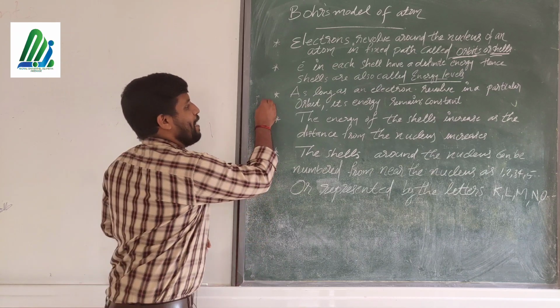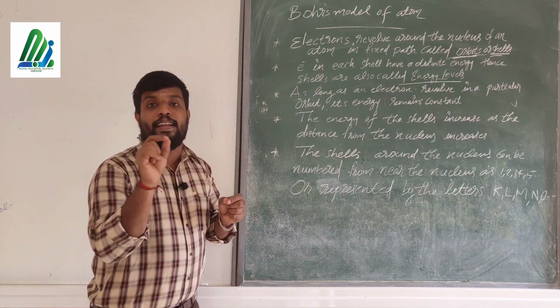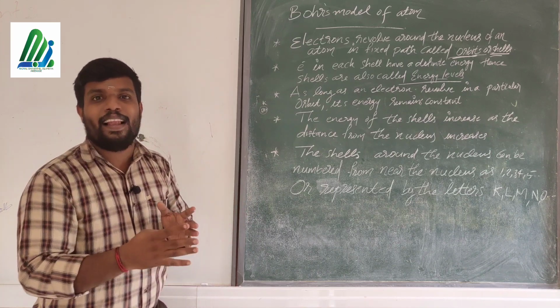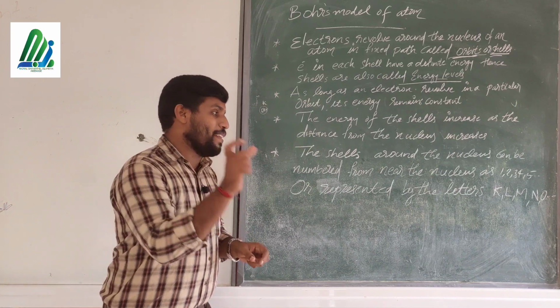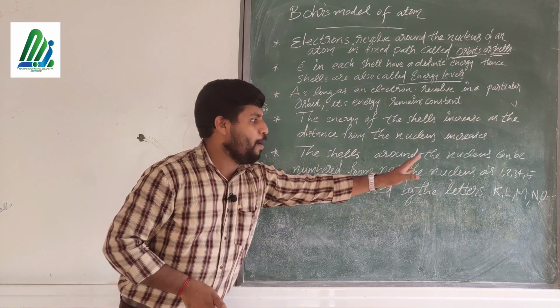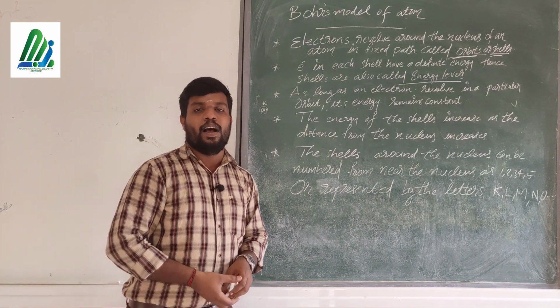That means the first shell is the K shell, the second shell is the L shell, the third shell is the M shell, the fourth shell is the N shell, and the fifth shell is the O shell. They are represented in capital letters: K, L, M, N, O. I think you get the idea related with the Bohr model.